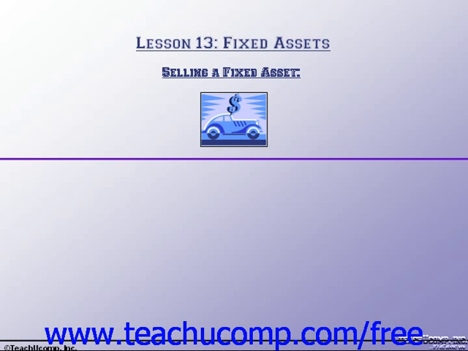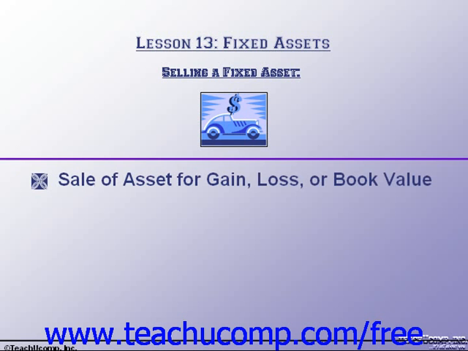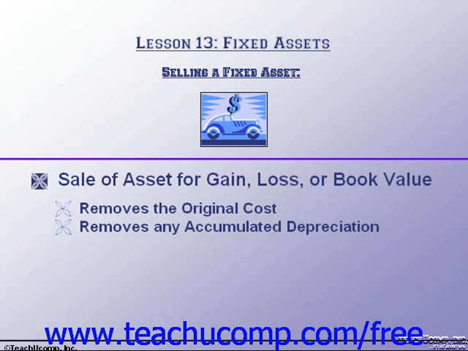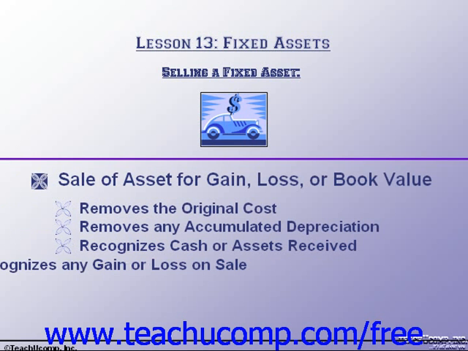Next, we will examine what happens when it comes time to dispose of a fixed asset. When you sell a fixed asset, you can have a gain or loss on the sale of the asset. You may also sell it for its book value, in which case you will not have either a gain or a loss. When you sell a fixed asset, you must make a journal entry that removes the original cost of the fixed asset, also removes any associated accumulated depreciation for the asset, shows any cash or other type of asset received for the sale, and shows the gain or loss on the sale, if there is any.